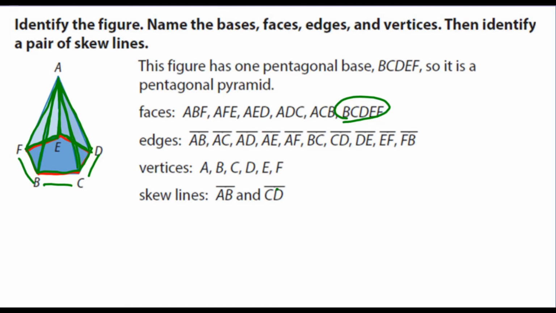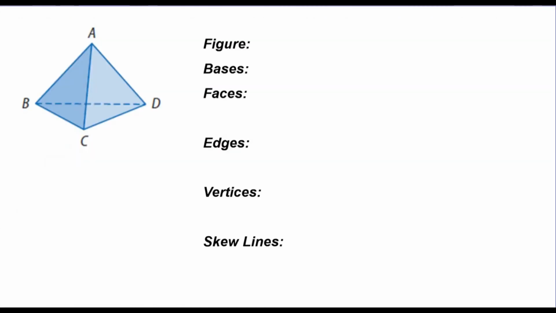And then there are several skew lines in this diagram. So just one pair of them they have listed here as AB. If you can imagine a line going through AB, and CD, these two lines in space would not intersect. So let's try it with this figure right here. Here is a solid. What is it? And let's name the bases, faces, edges, vertices, and name a pair of skew lines.